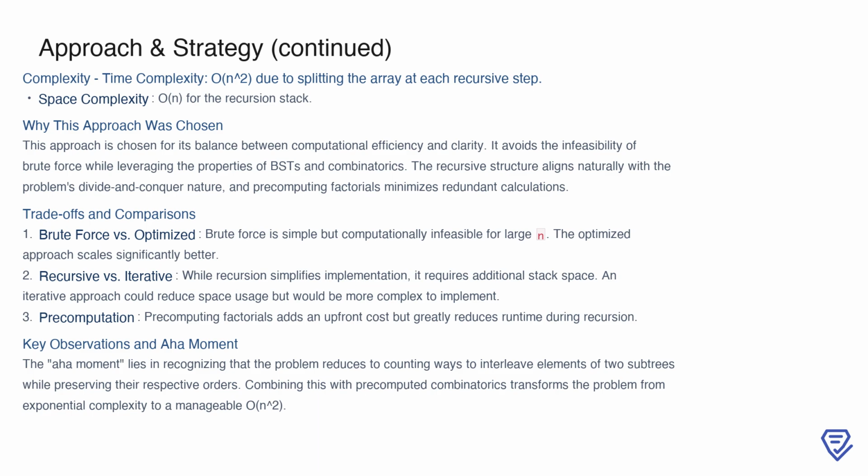The critical insight, or aha moment, lies in recognizing that the problem can be reduced to counting interleavings of two subtrees while preserving their internal order. Combining this with pre-computed combinatorics transforms an intractable problem into one that is solvable in quadratic time.